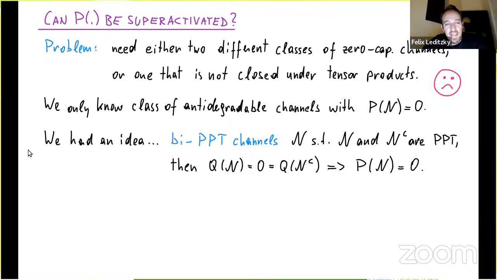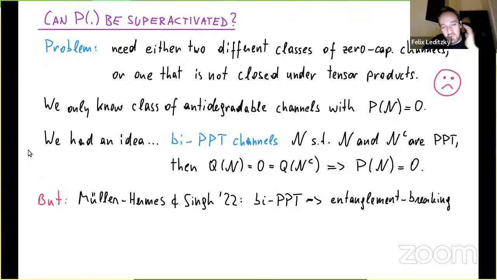Bad news was that shortly after we put this out, there was a proof that these channels are actually not very interesting because they're always entanglement breaking. This is a very nice paper by Alexander Müller-Hermes and Sadvik Singh, a couple of weeks after we posed this question, who proved that every bi-PPT channel is entanglement breaking. And of course, entanglement breaking channels you can never use in a superactivation result because they will just break every entanglement.